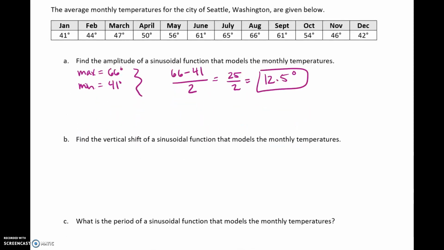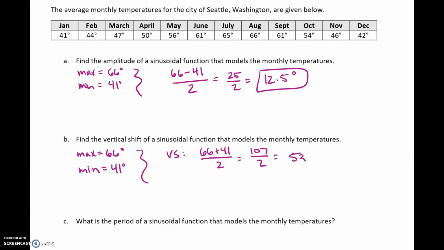Now, it's asking you to find the vertical shift. Remember, my vertical shift still involves my min and max. My max is still 66, my minimum is still 41. To find my vertical shift, I'm simply going to take those two values, add them together, and divide by 2. So I'm going to get 107 divided by 2, which ends up being 53.5 degrees. So my vertical shift, or my K value, is going to be 53.5.